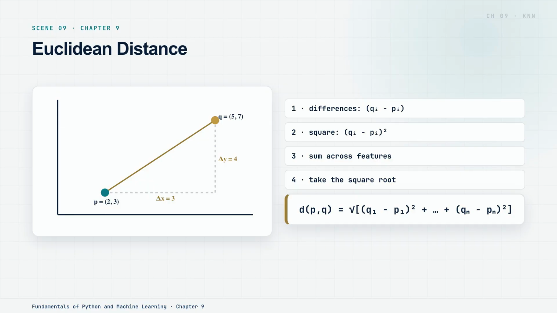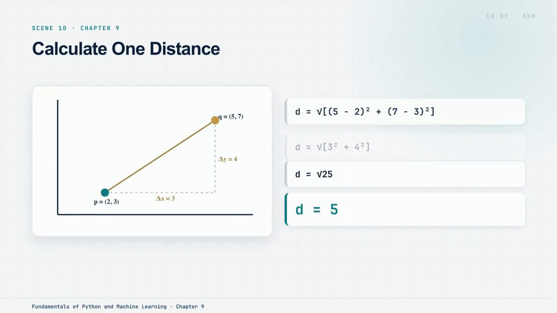With more dimensions, the same pattern continues across every feature. A smaller distance means the 2 observations are considered more similar under this metric. Consider the points p equals 2, 3 and q equals 5, 7. The difference on the first feature is 3, the difference on the second feature is 4. We square those values, producing 9 and 16. Their sum is 25. The square root of 25 is 5.